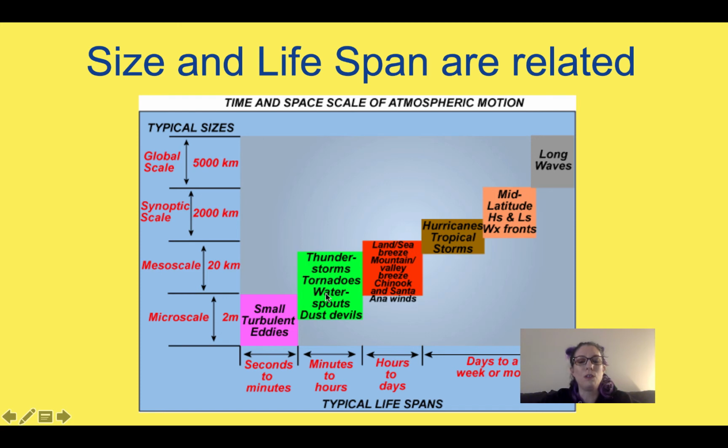Remember, a tornado is going to be small. Even if it's a huge wedge tornado, that's going to be 2 miles at the most in diameter. So it's not going to be too terribly large.